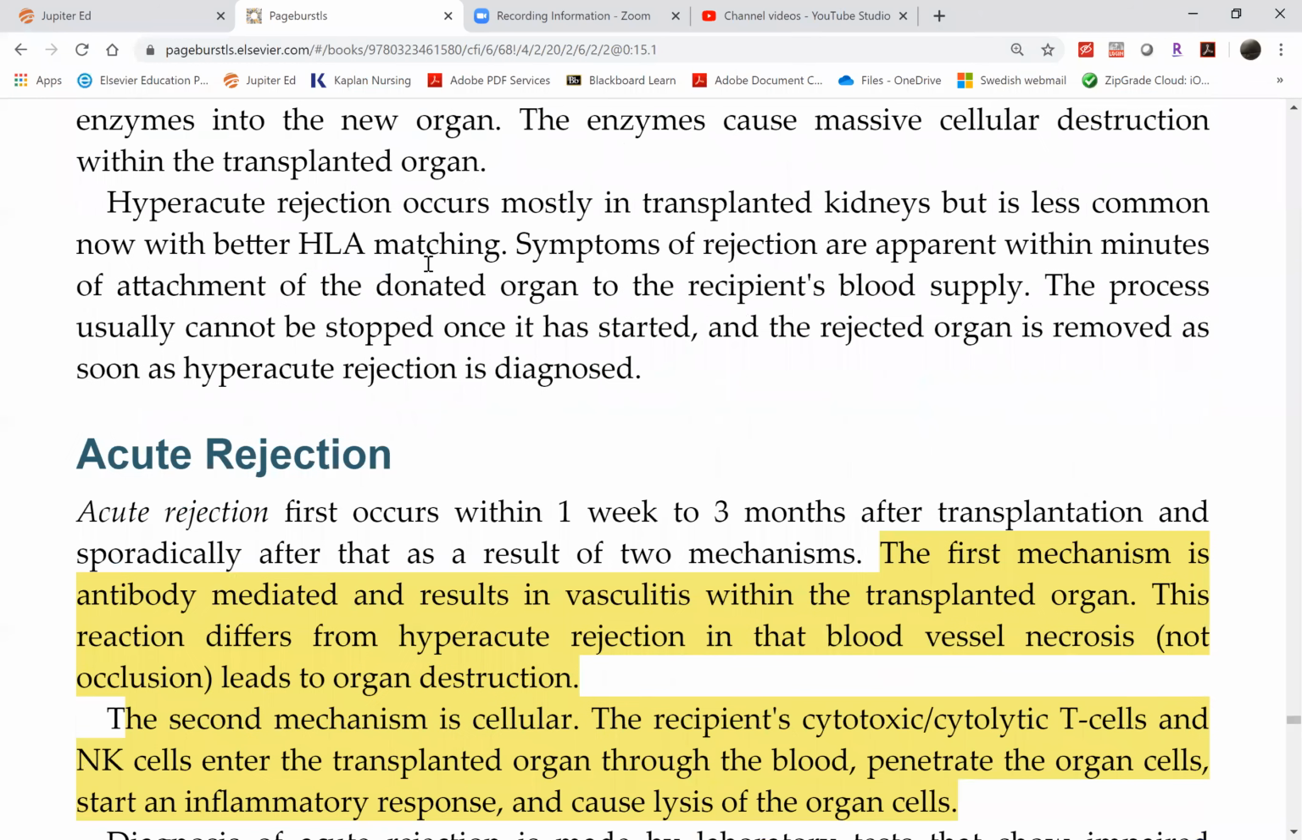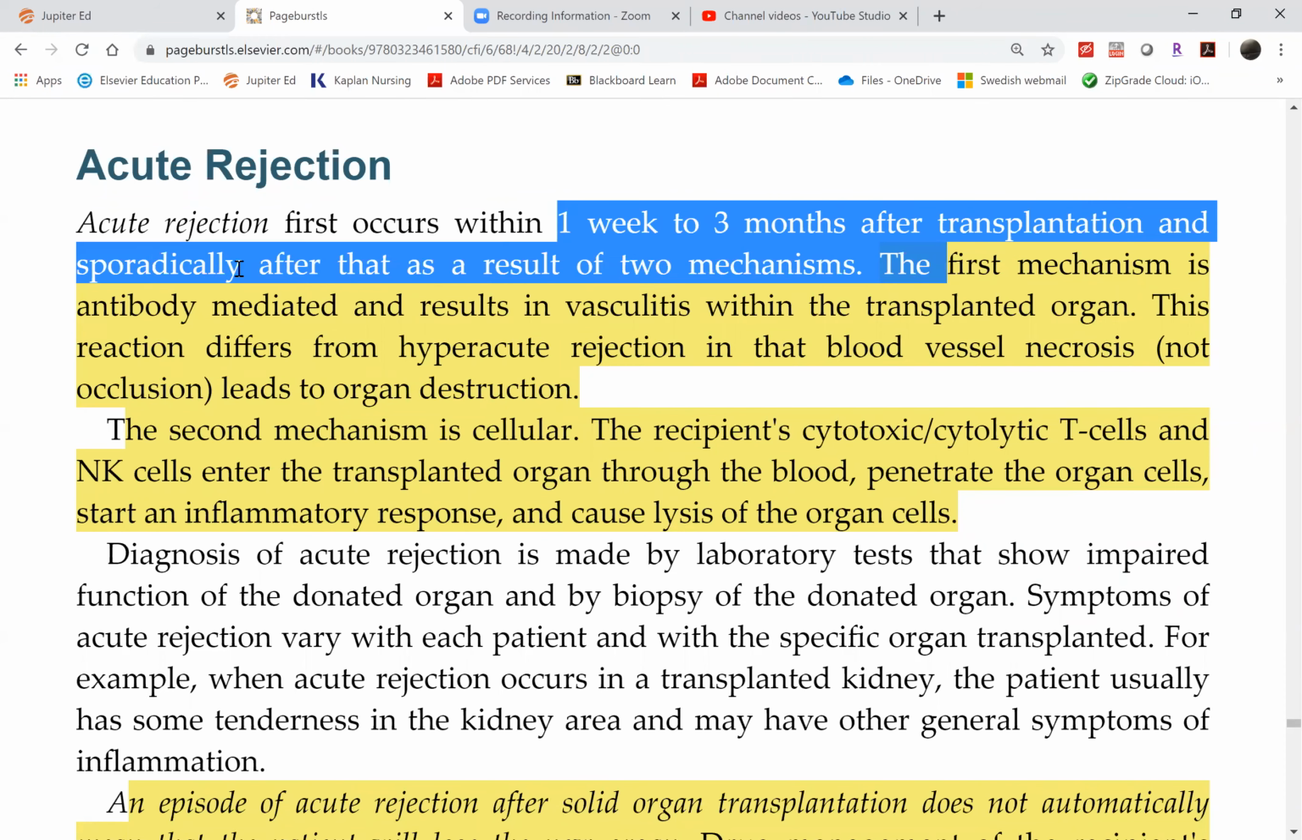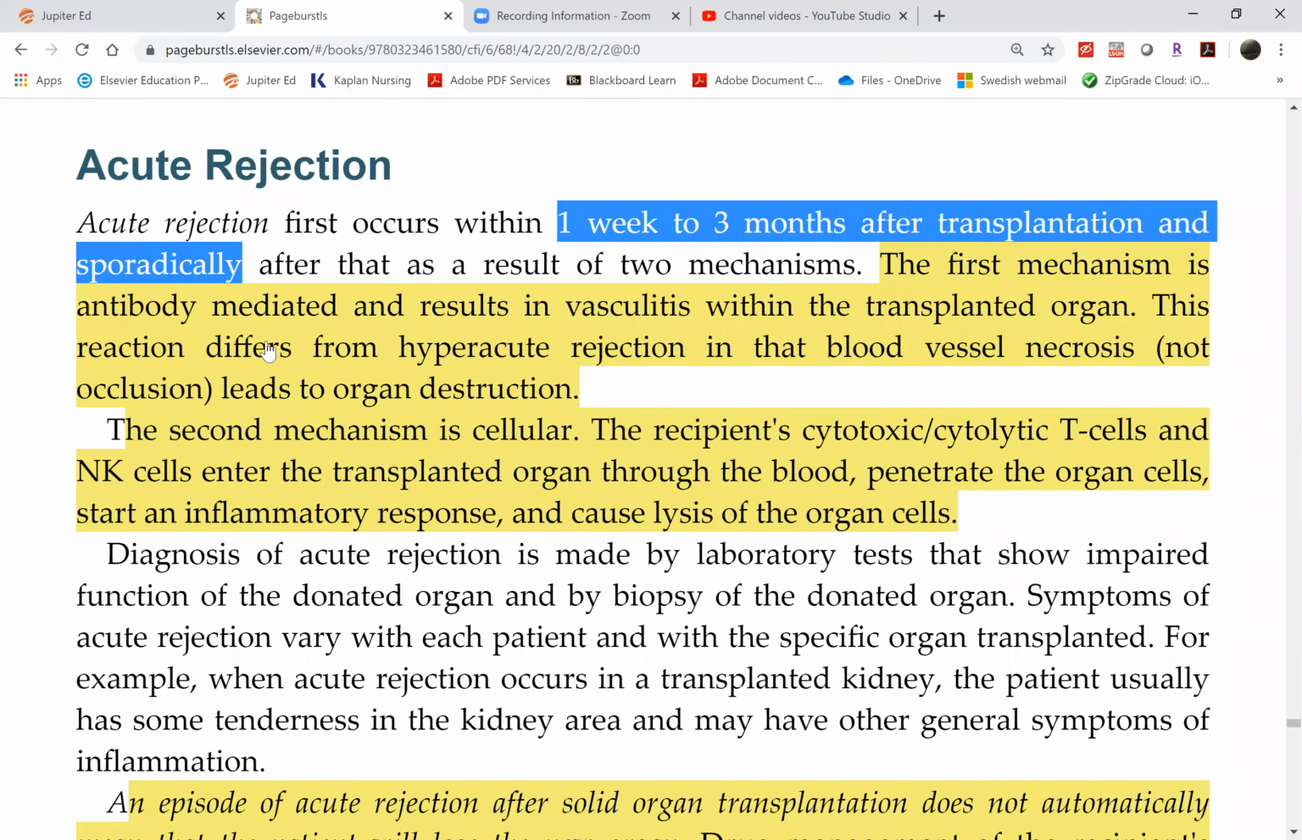How does it occur? Well, it occurs one week to three months after transplantation, and sporadically. Meaning, does it occur only once? No. This will occur again and again. All you can do is just stop it every time it happens.